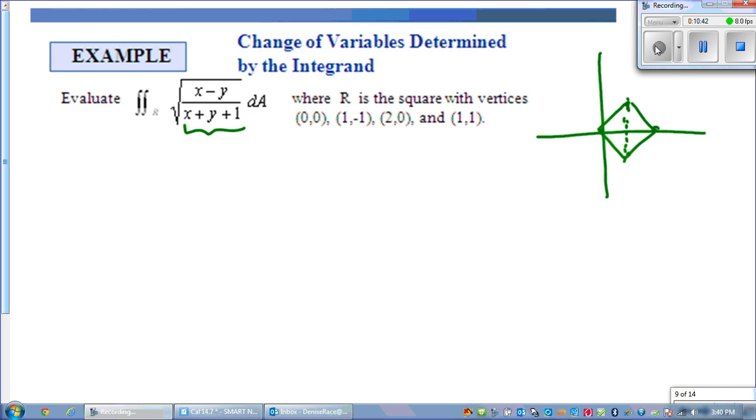The x minus y on the top, let's let that be the u. And then let's just let v be the x plus y. If you add the 1 in there, it makes working with it much more difficult. So just keep it with the variable combinations if possible. Okay, so now that's the transformation. Let's see how the points in R are mapped to the region S.